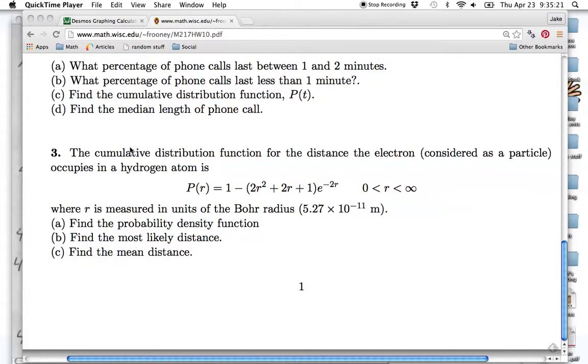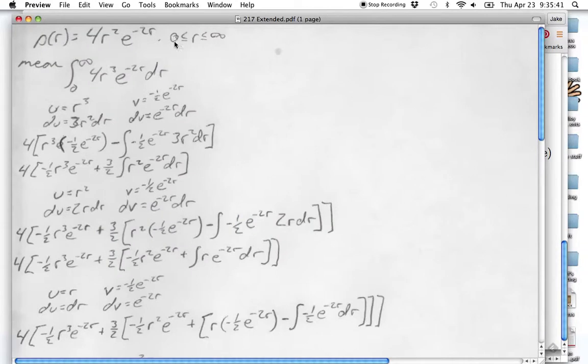Okay, team, this is an extended version of 3C. So for this situation, we already did A and B. We had this initial equation, which was the cumulative distribution, and we found this equation here, which was the probability distribution.